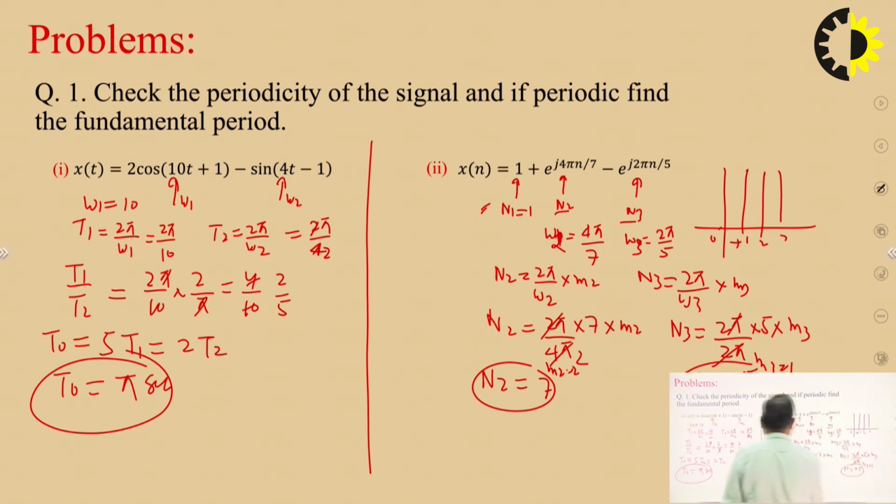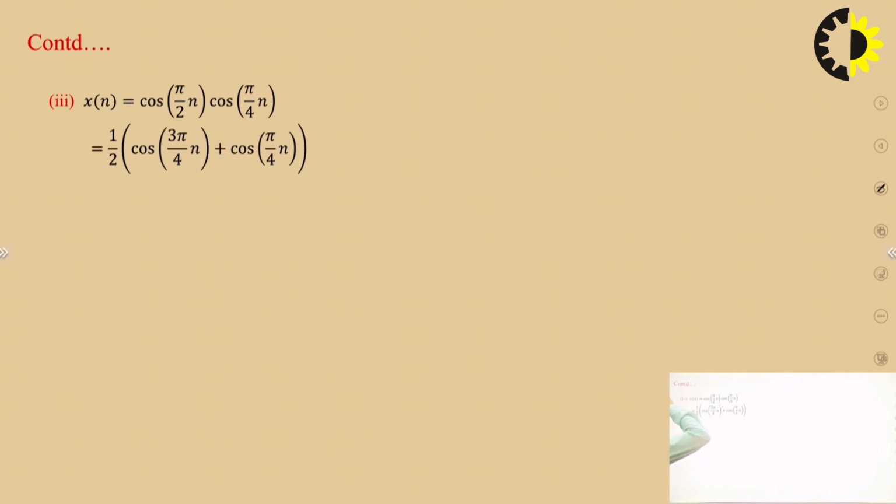So these signals are periodic if n2 by n3 is rational, which is actually rational. So now the fundamental period is N0 equals 5 n2 equals 7 n3, and the value of n2 is 7, so this equals 35. So in this case the fundamental period is 35. Okay, so this is another question.